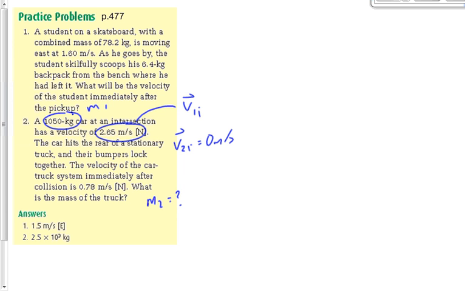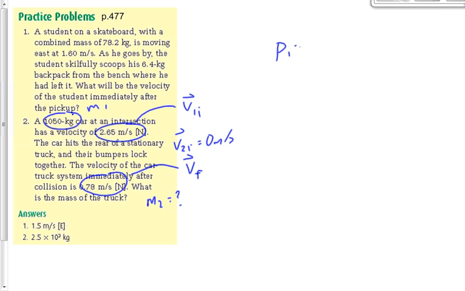The velocity of the car-truck system immediately afterwards is 0.78. What's that going to be? V1 or V2 or something else? What is it? VF, yeah. It's not V1 or V2. It's both of them combined. 0.78. Looking for the mass of the truck.